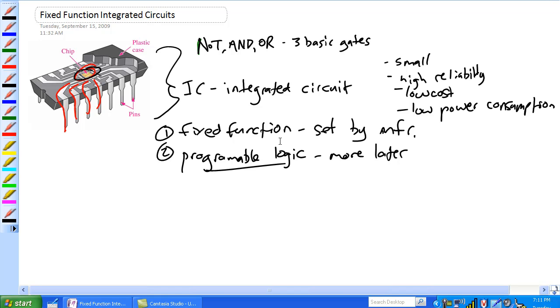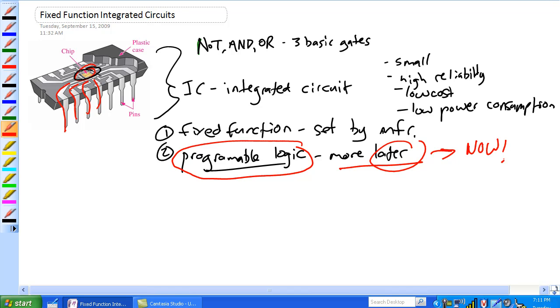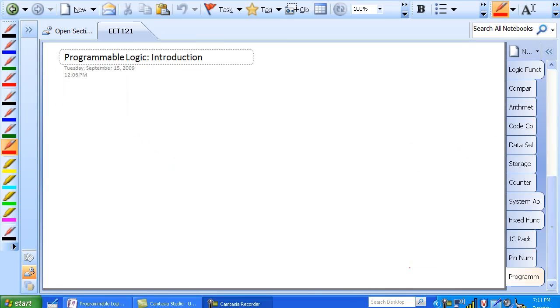This is EET 121, Digital 1, and last lecture we discussed fixed function devices, fixed function integrated circuits, and I mentioned that was just one category. Well, here's the second category, programmable logic. I said more on that later. It's now. Okay, so let's go ahead and discuss these guys.